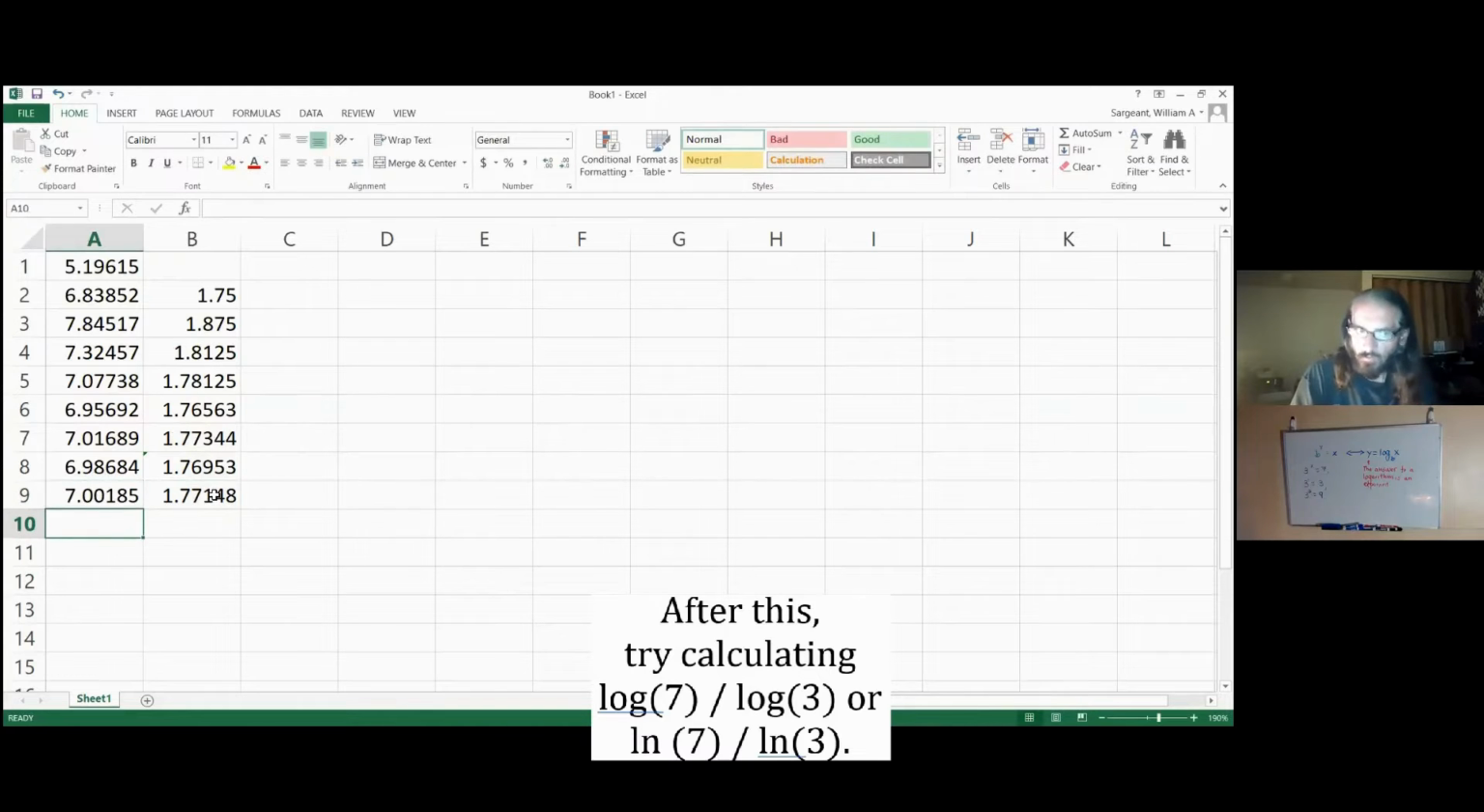Too high. So I'll go halfway in between the last two. Raise 3 to that power. Too low. So we're halfway in between those last two. Raise 3 to that power. And that's too low. So instead of going halfway in between the last two, because those were both too low, you go halfway in between this one and this one.